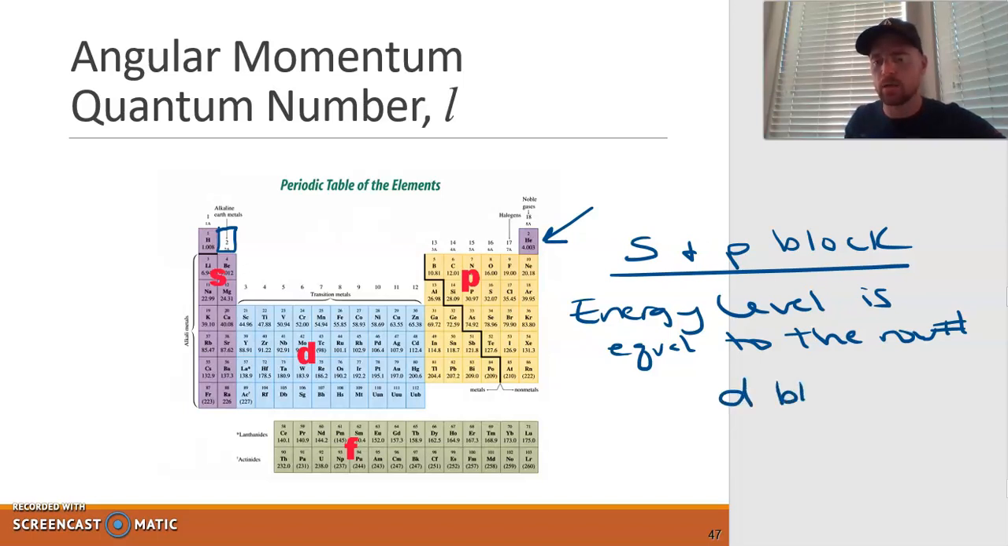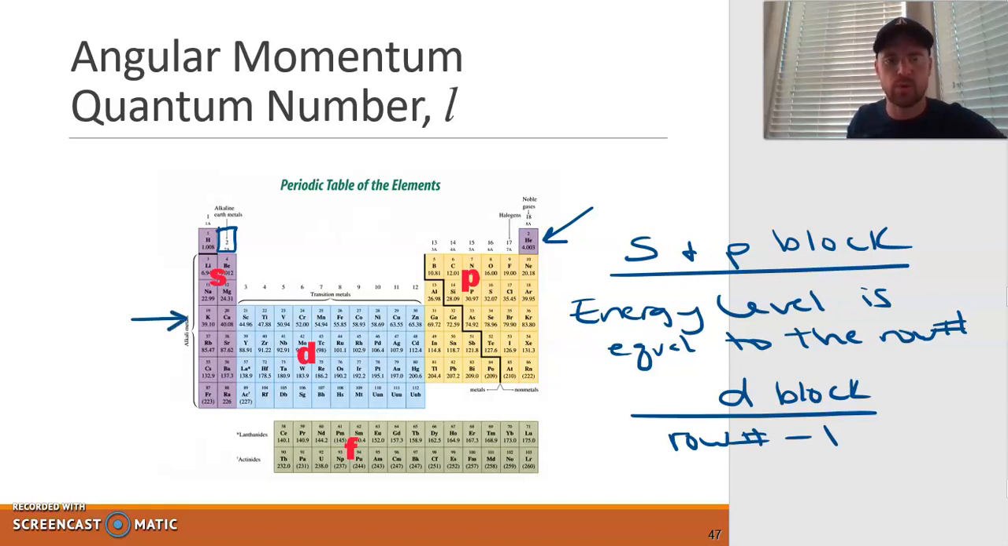For the D block, we find that the energy level is the row number minus 1. So for example, right here, this is row number 4. The S would be in the fourth energy level, but the D elements here would actually be the row number minus 1, so 3. This will make more sense when we look at electron configurations later, but for right now, we're just going to log this away.